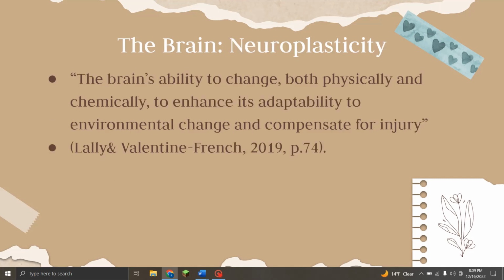Your brain can also go through a process called neuroplasticity. This is the brain's ability to change both physically and chemically to enhance its adaptability to environmental change and compensate for injury. In other words, this means if one area of the brain is damaged, neurons, which I will talk about in the next slide, are able to rearrange themselves and repair.